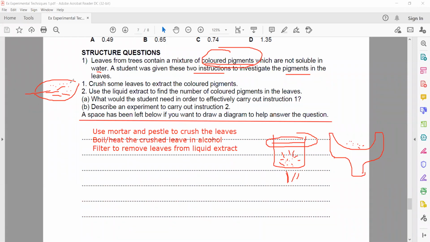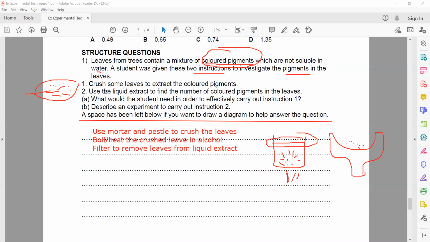To extract the color out from the leaves, you boil or heat the water so that the color and taste are removed from the leaves. The same thing happens here. To extract the color, we just heat it so that the color is removed from the leaves. Clear? Yes, sir.